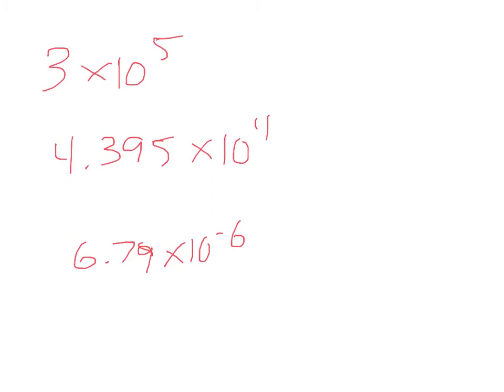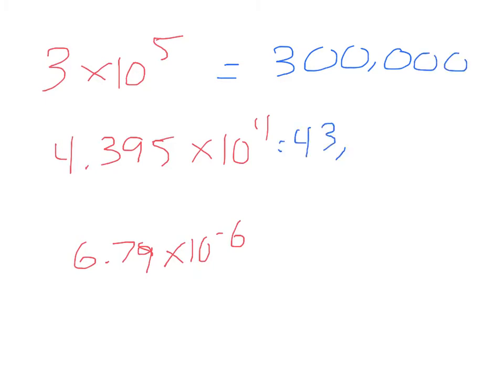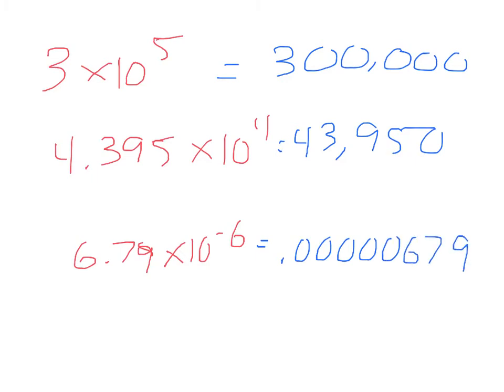Okay, if you did this correctly, you would have come up with 300,000 for the first one, 43,950 for the second one, and 0.00000679. Now, be careful. The exponent does not tell you how many zeros are there. The first one it did, but look at the second one. Not even close. There's only 1 zero. All it tells you is how many spaces to move that decimal point.